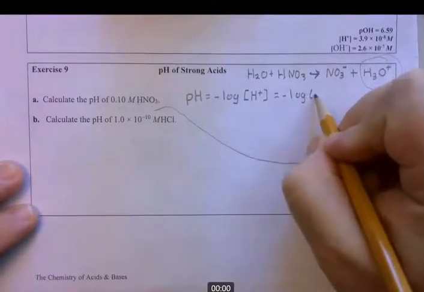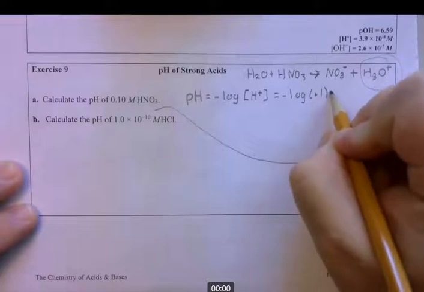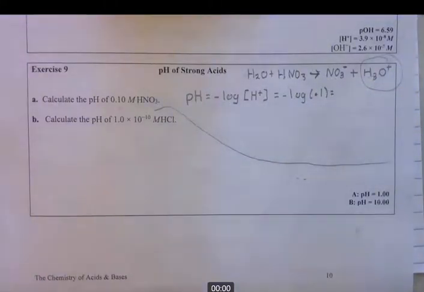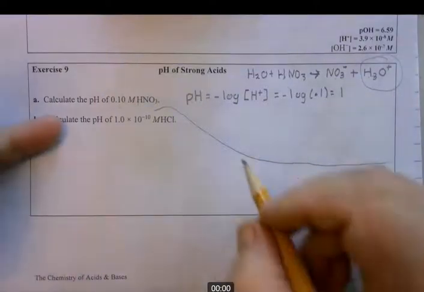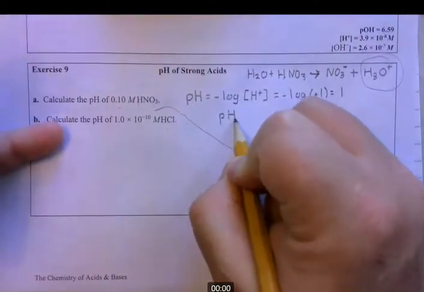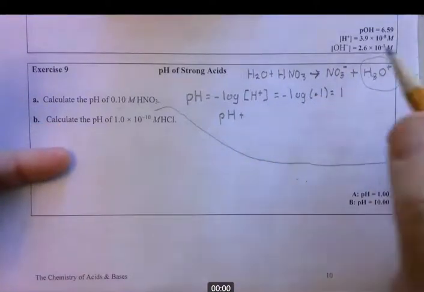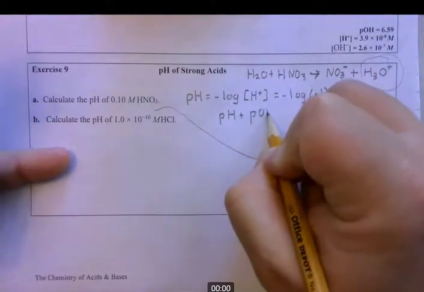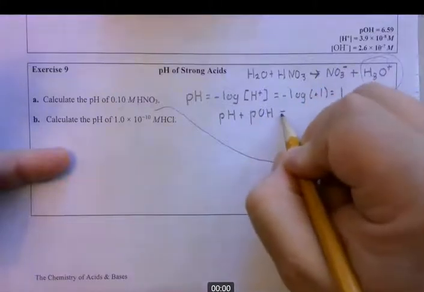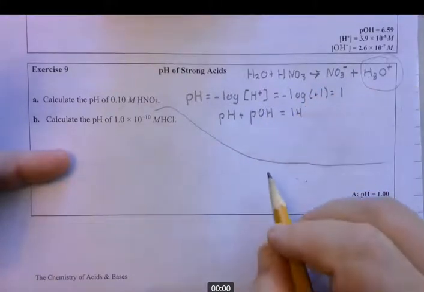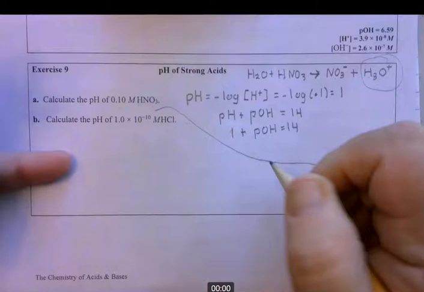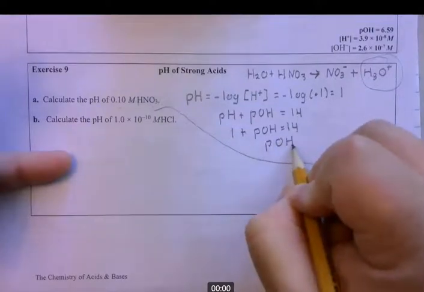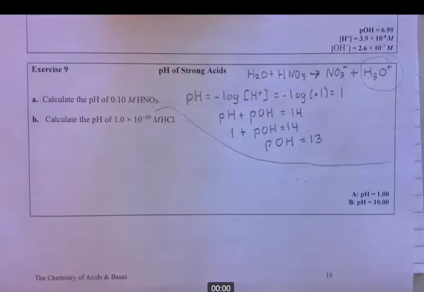Okay, and so that's going to be, and it was 0.1. Could have put 0.1, that's okay. We'll just live with that. So negative log 0.1, and that gives you 1. All right. So pH is 1. So pH plus pOH equals 14. They're not asking you for this, but we're going to do it anyway because we want to get good at this. That means the pOH is equal to 13. Okay? All right, anyway.